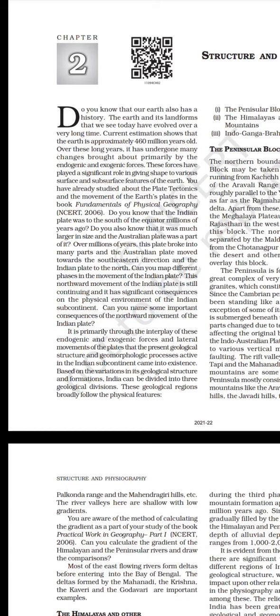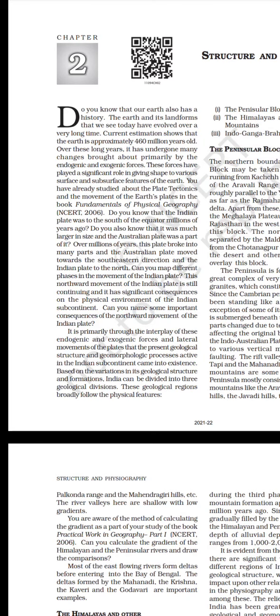This northward movement of the Indian plate is still continuing and it has significant consequences on the physical environment of the Indian subcontinent. Can you name some important consequences of the northward movement of the Indian plate? It is primarily through the interplay of these endogenic and exogenic forces and lateral movements of the plates that the present geological structure and geomorphological processes active in the Indian subcontinent came into existence. Based on the variations in its geological structure and formations, India can be divided into three geological divisions.